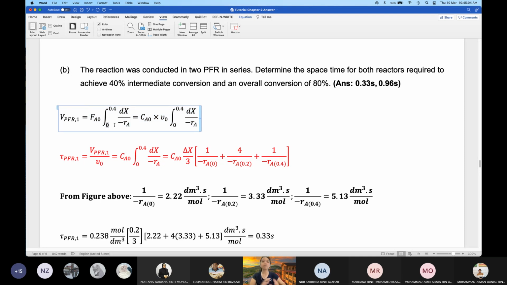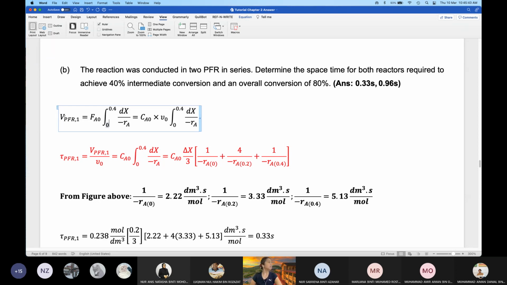Okay, however, kalau kamu ingat, space-time semalam saya ajar kamu, space-time tau equals to volume reactor over initial volumetric flow rate, V0. V per V0. V besar tu volume, V0 tu volumetric flow rate. Baru kita dapat kita punya tau. So kalau kita nak cari tau, dalam equation saya dah kena ada volume dan volumetric flow rate. Selagi tak ada volume, tak ada initial volumetric flow rate, tak mungkin saya akan tahu tau.